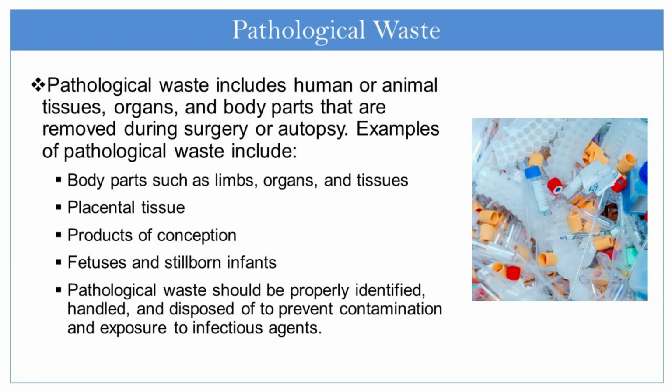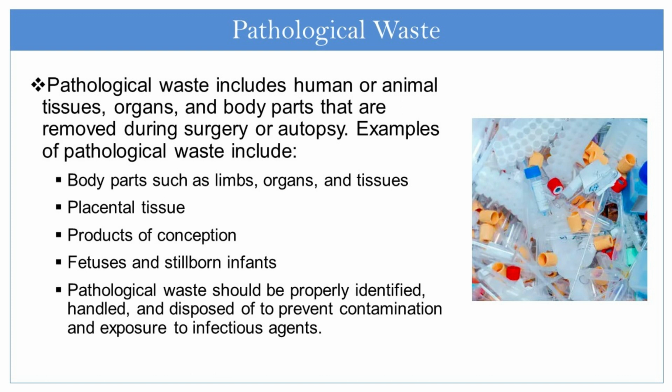Explaining pathological waste. Pathological waste, as I told earlier, includes human or animal tissues, organs, body parts, which are removed during surgery or autopsies. Those can be limbs, organs, tissues, placental tissues, products of conception, fetuses, stillborn infants. Pathological waste can be of different types, and several surveys, and even myself, I did a survey perhaps around 15 years ago, a nationwide survey, and I found body parts and blood bags thrown into the general waste, mixed with the general waste around big hospitals. So these things happen and they are seen.